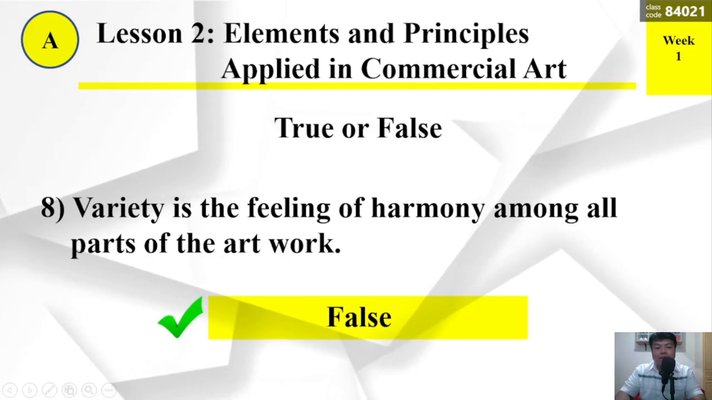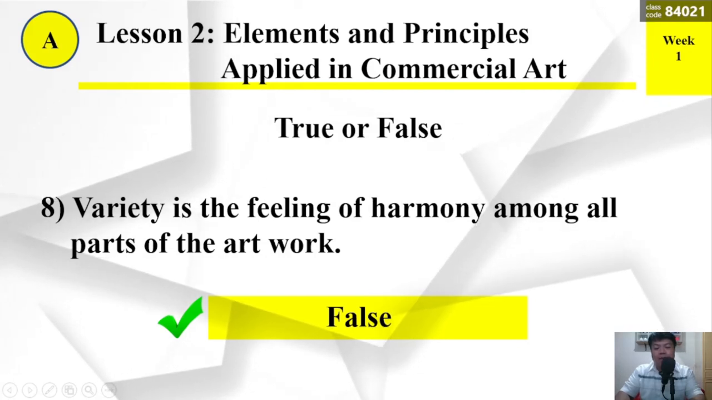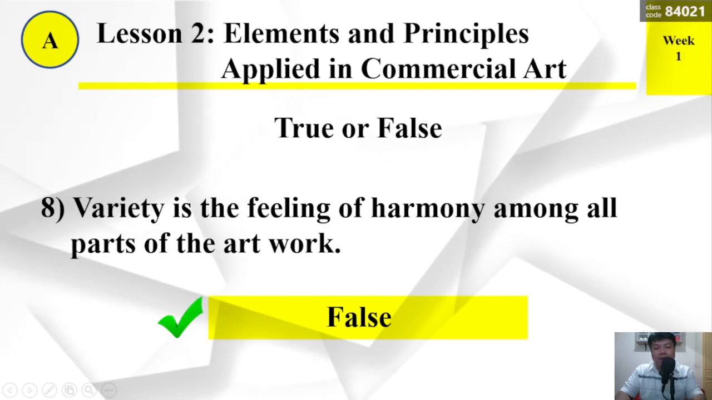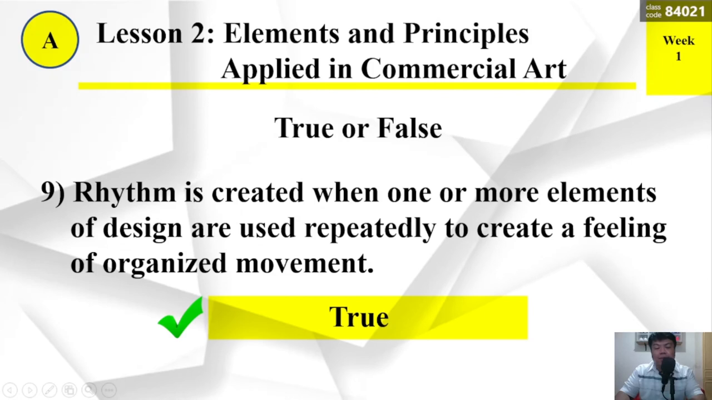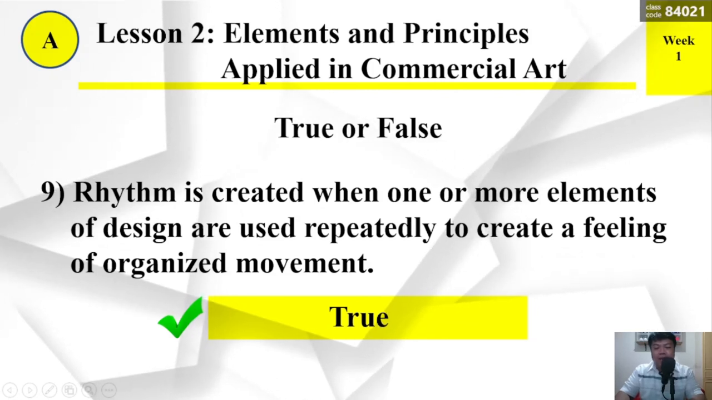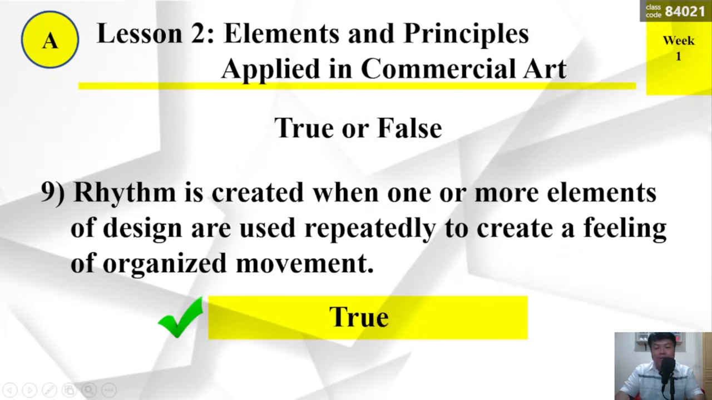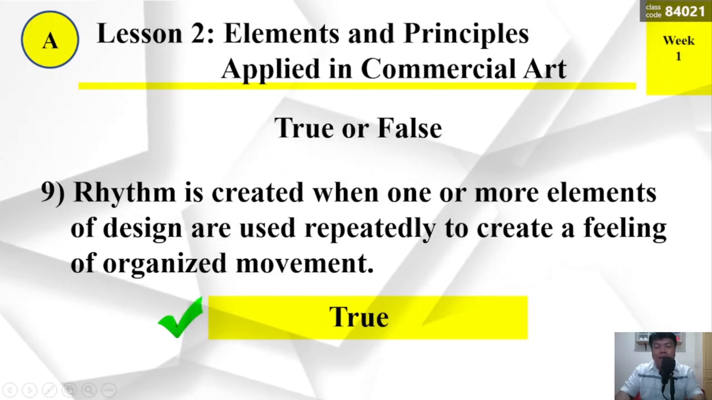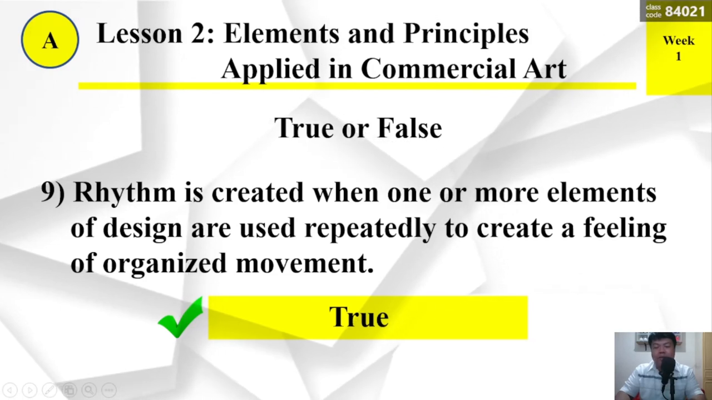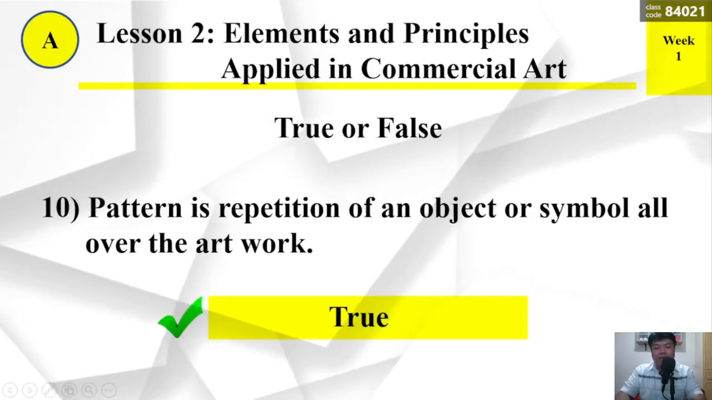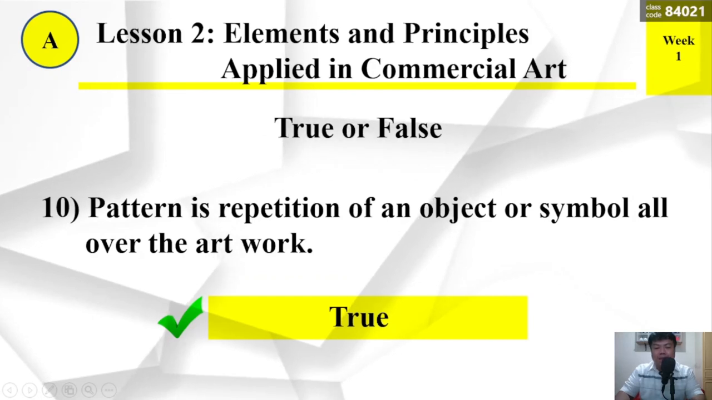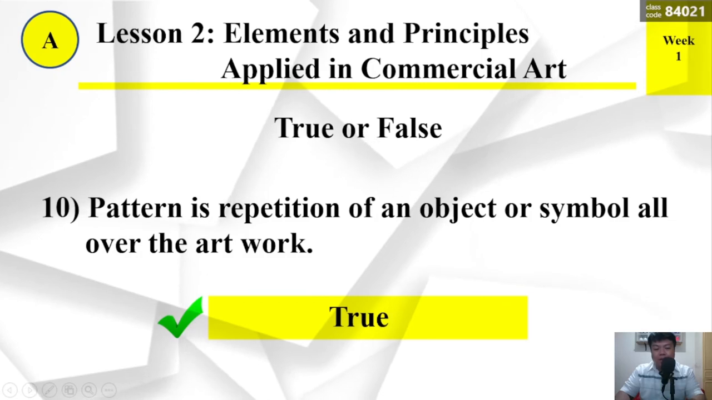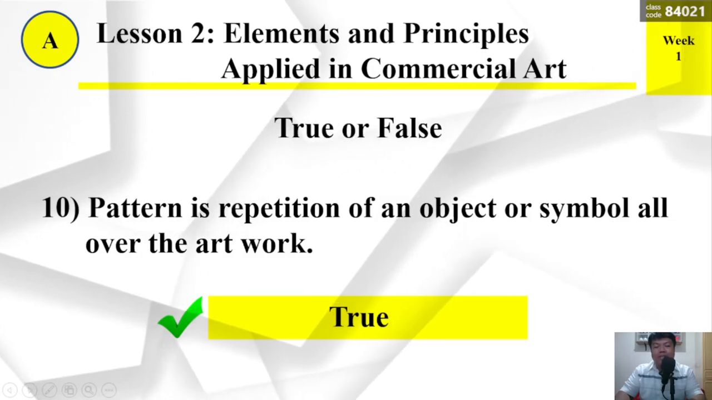Number 8, variety is the feeling of harmony among all parts of the artwork. False is the correct answer. Number 9, rhythm is created when one or more elements of design are used repeatedly to create a feeling of organized movement. True is the correct answer. Number 10, pattern is repetition of an object or symbol all over the artwork. The correct answer is true.